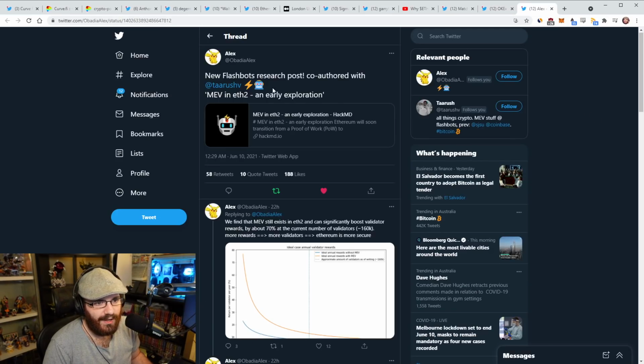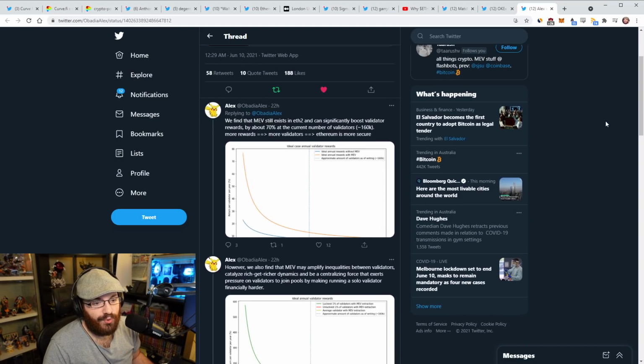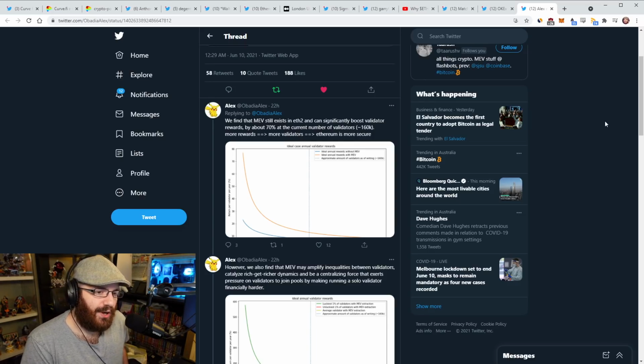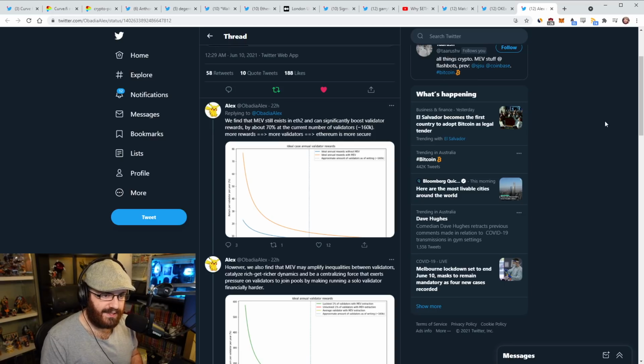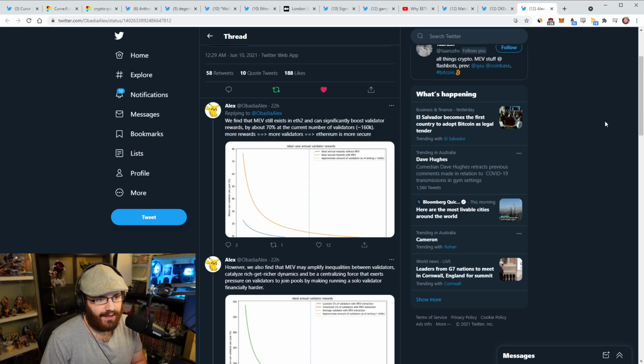So finally, Alex from Flashbots announced that they have posted a new Flashbots research post called MEV in ETH2 and Early Exploration. A lot of you will know about MEV and what's been going on there, and I've explained MEV before on the Refuel, so I won't go into it now. But MEV in ETH2 has a few different considerations. In this report, they found that MEV obviously still exists in ETH2, and it can significantly boost validator rewards by about 70% at the current number of validators, which is 160,000 validators or 5.3 million ETH staked, which would lead to more rewards, more validators, and Ethereum gets more secure because of that.